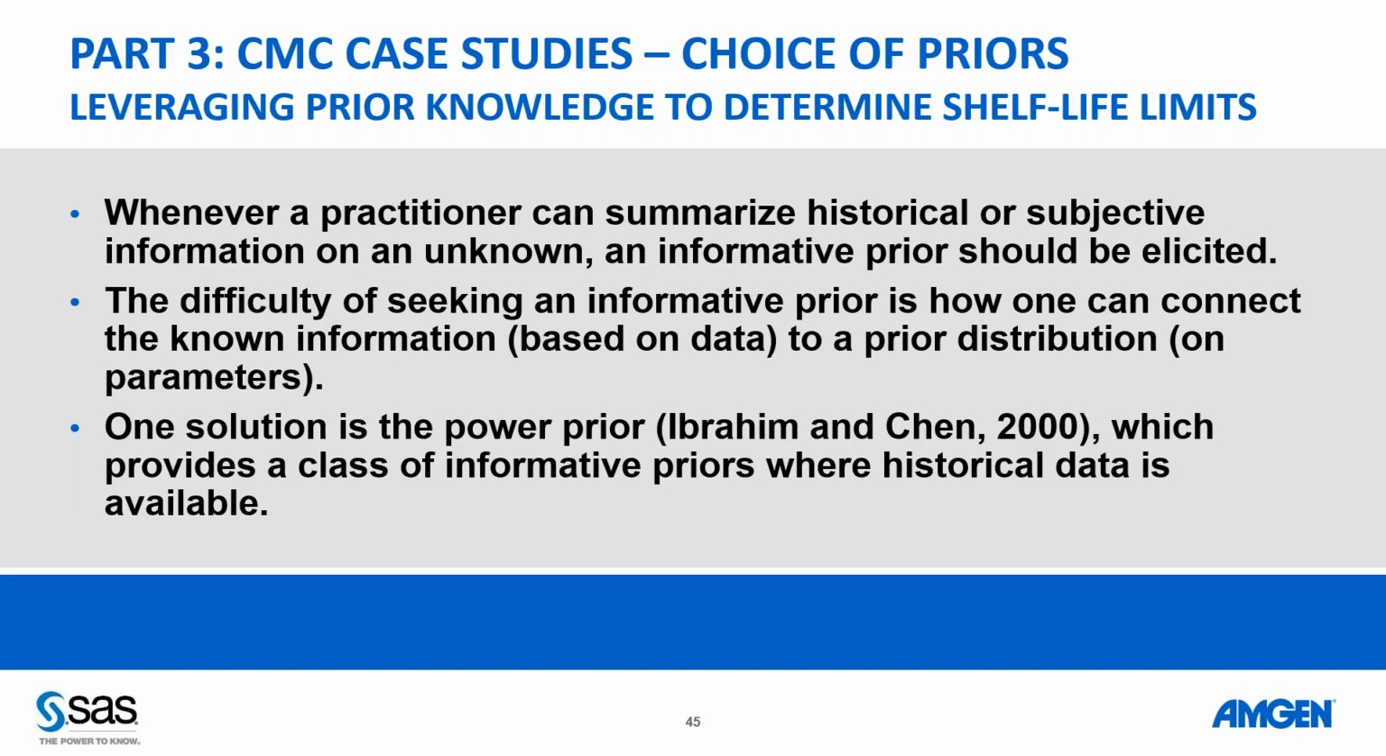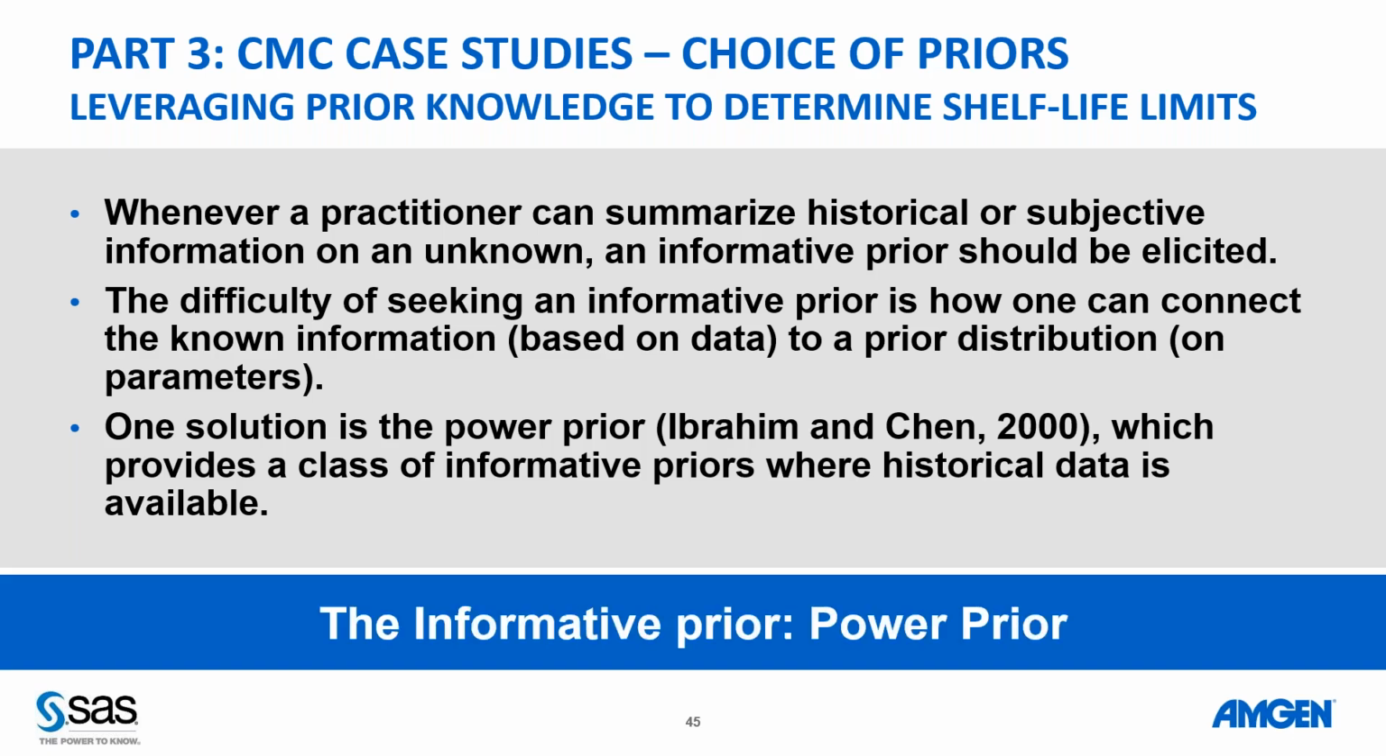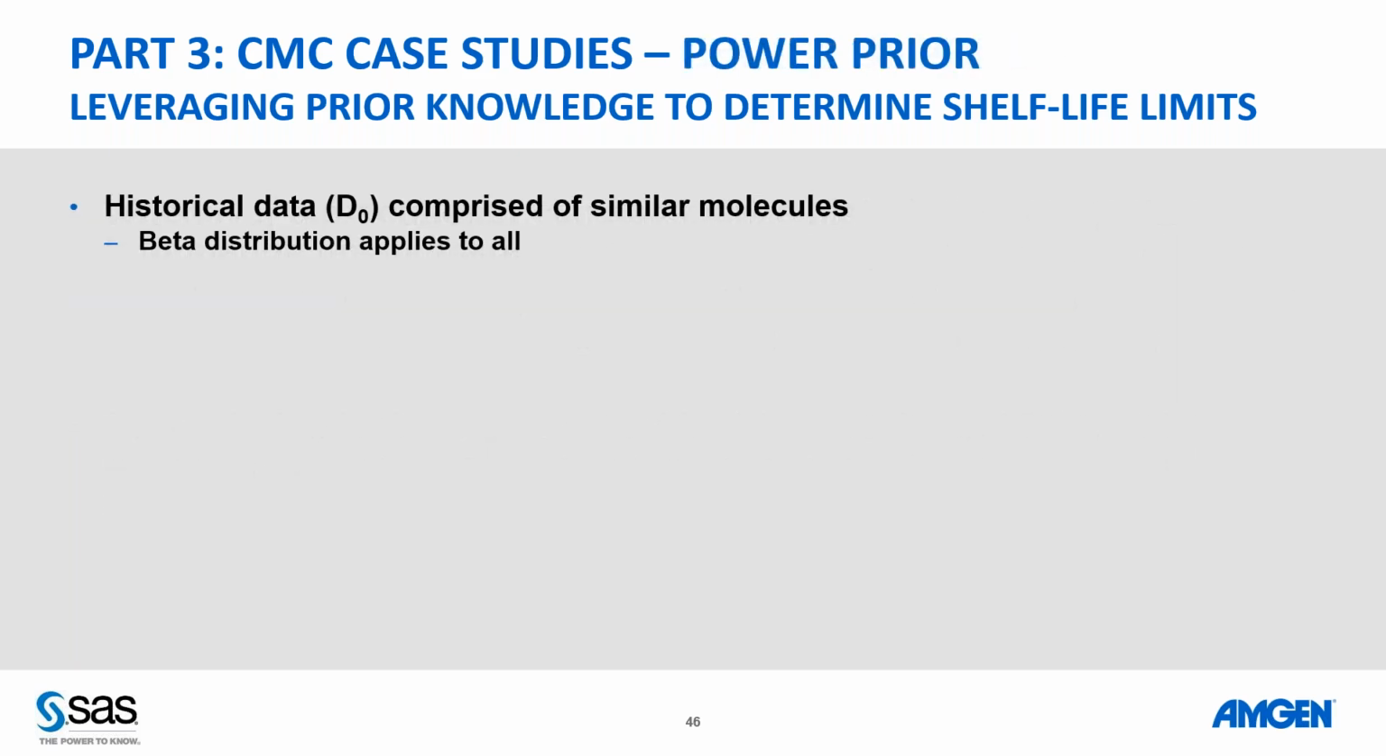There's a paper from 2000 by Ibrahim and Chen. Not this Fang Chen, but Minghui Chen from UConn, who appears in another paper with Ibrahim. We'll talk about that. They provide a class of informative priors that is very, very helpful if you have historical data, and that's what we have here. It's called the power prior. So what is the power prior?